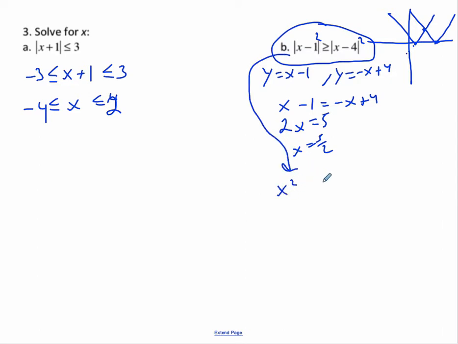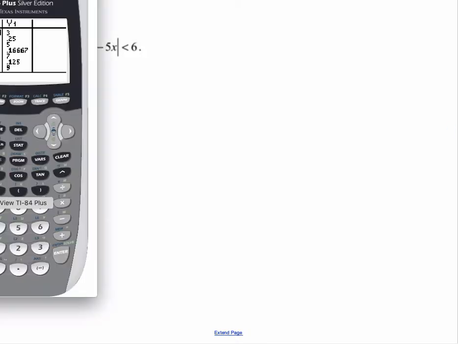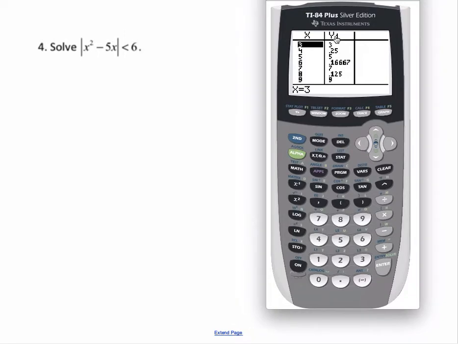You get x squared minus 2x plus 1 equals x squared minus 8x plus 16. The x squares cancel. You get 6x equals 15, and x equals 5 over 2, so you get the same answer. Okay, this one is a little bit more complicated, and we're going to use our GDC for this one.